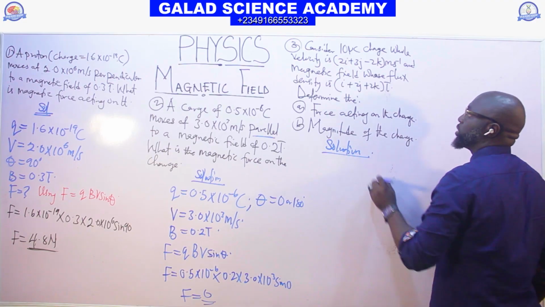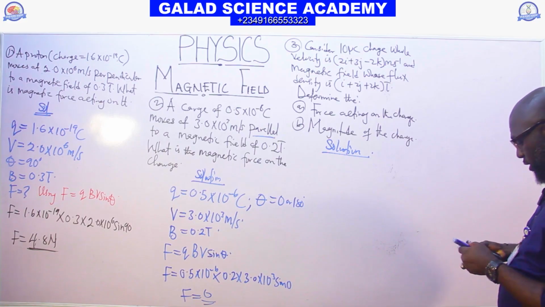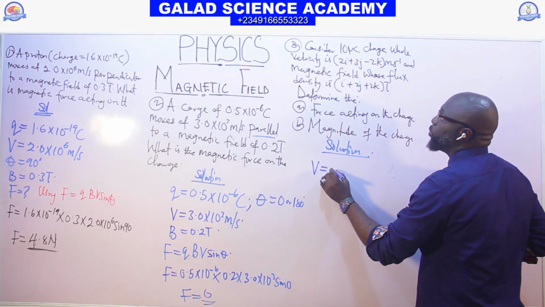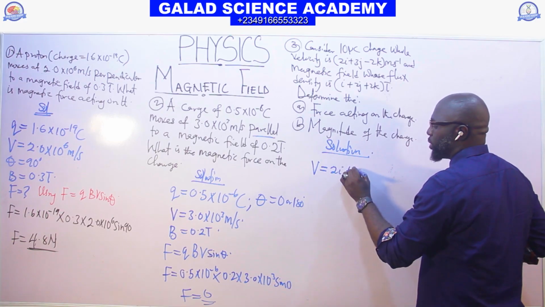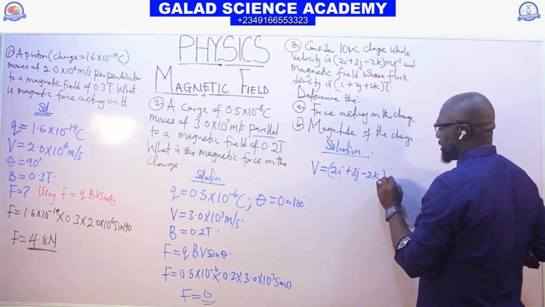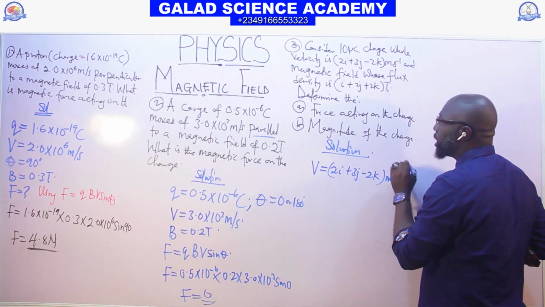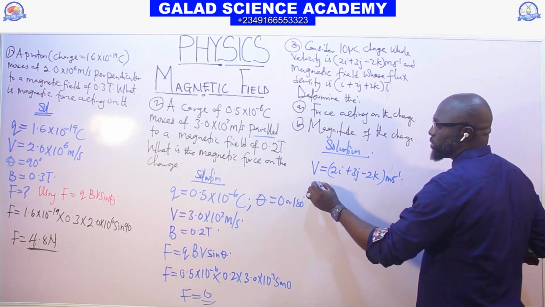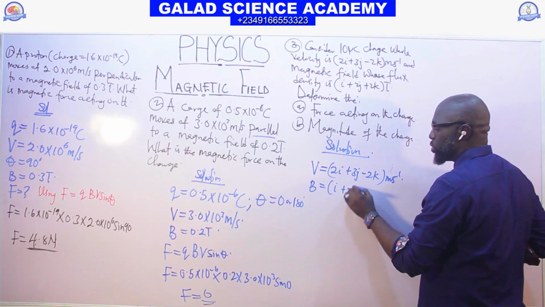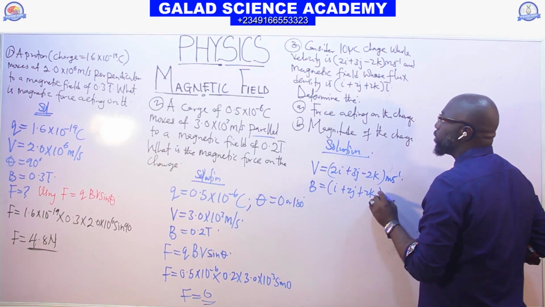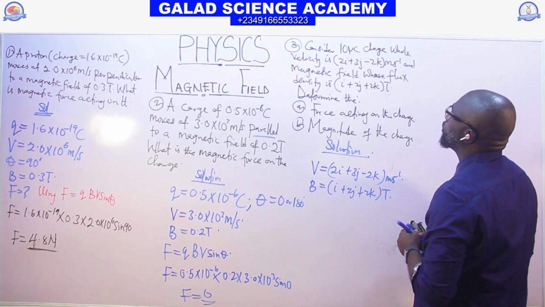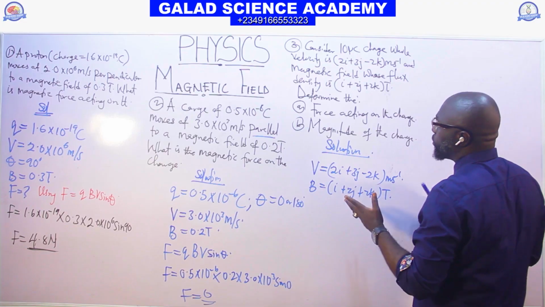Solution. We are given velocity. The velocity given here is V, which is 2i plus 3j minus 2k, everything in meters per second. Good. And we are given the magnetic flux density B, which is i plus 2j plus 2k, in Tesla. Good. We are now asked to find what?